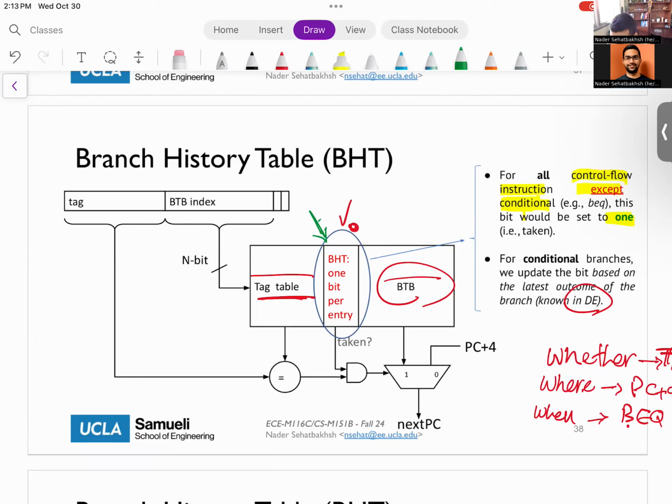And we're going to add this branch history table. This is just one bit, so we're going to add this column here. And what we're going to do is do the comparison and then do this. That's the last thing I was discussing.